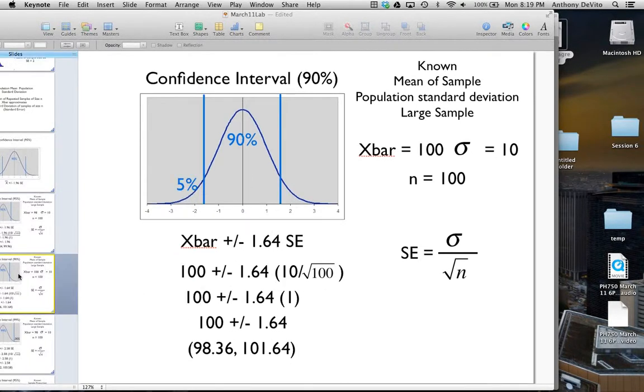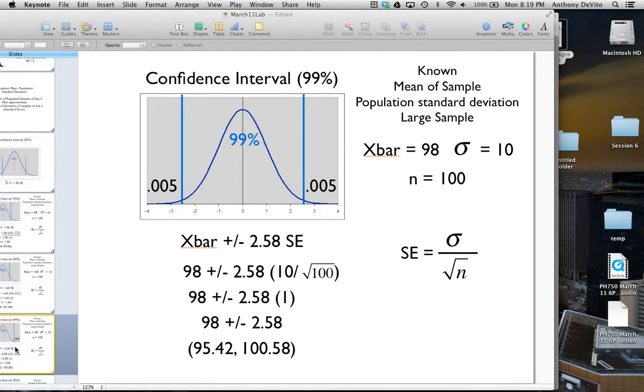Okay, so let's move on to another one. Let's say we want to be more confident about the range within which we're capturing the mean. A 5% chance of being wrong is too much of a chance for us. We want to be 99% certain. Okay, what do I do?